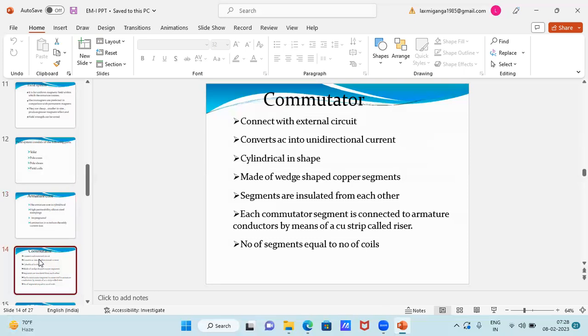Commutator. One of the main important parts in a DC generator is the commutator. The commutator is connected with the external circuit and converts AC into unidirectional current. It is cylindrical in shape, made of wedge-shaped copper segments, and each commutator segment is insulated from the others with a thin layer of mica. Each commutator segment is connected to the armature conductor by means of a copper strip called a riser. The number of segments is equal to the number of coils.